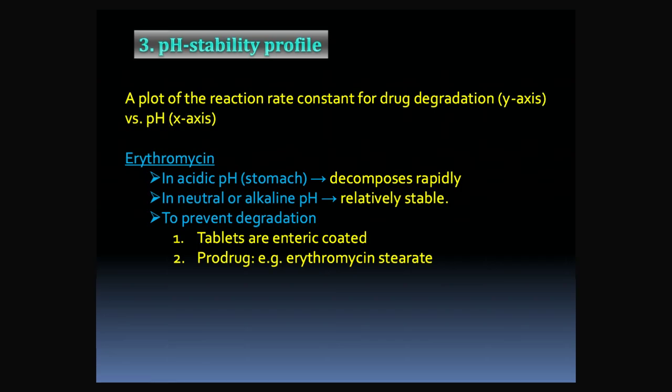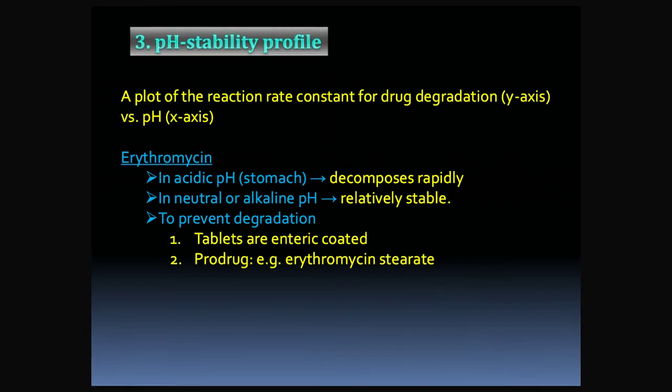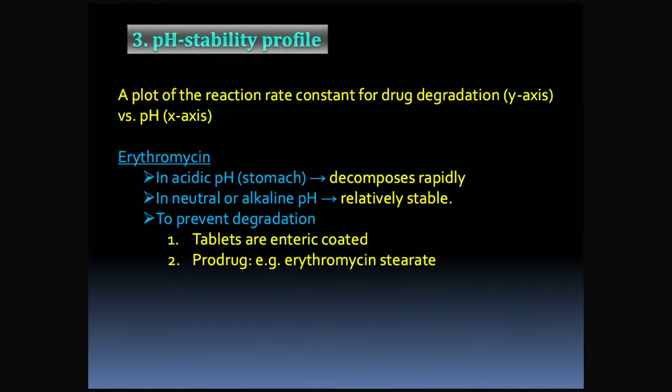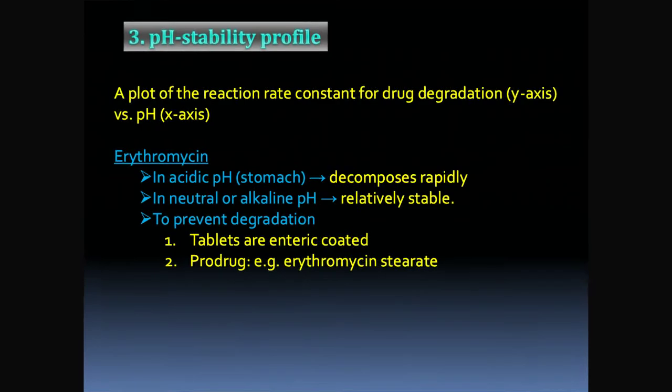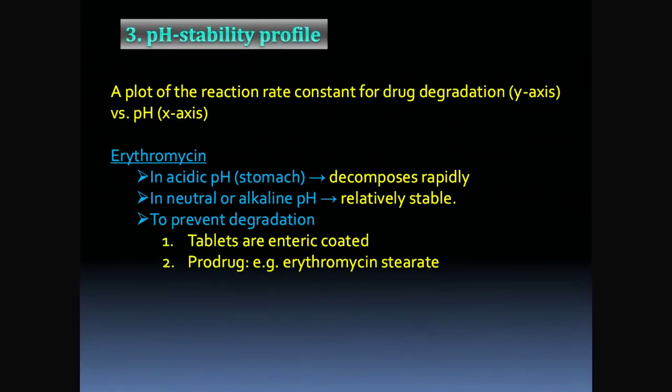We must analyze the pH stability profile, which mathematically plots the reaction rate constant for drug degradation on the y-axis against the physiological pH range on the x-axis. Notice how erythromycin exhibits extreme sensitivity to hydrogen ion concentration. Its degradation rate constant spikes in the acidic environment of the stomach, indicating rapid molecular decomposition. Conversely, as we move toward neutral or alkaline pH values, this reaction rate constant drops significantly, demonstrating that the molecule achieves kinetic stability only in higher pH environments.